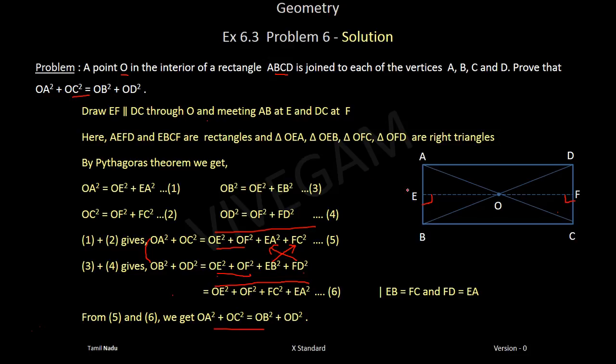So basically all we need is to draw one line parallel to AD and BC through O and name it EF, and use the right triangle Pythagoras theorem, and that opposite sides of this rectangle are equal. That is AE equal to FD and EB equal to FC. If you use these two principles together, you will be able to solve this problem.